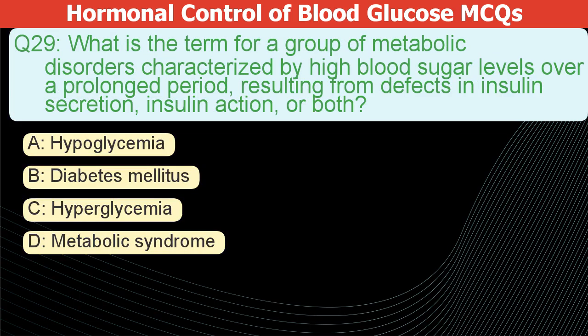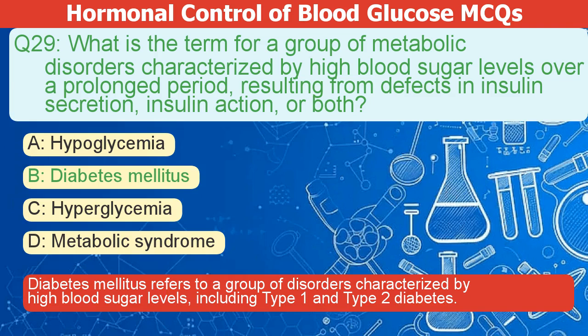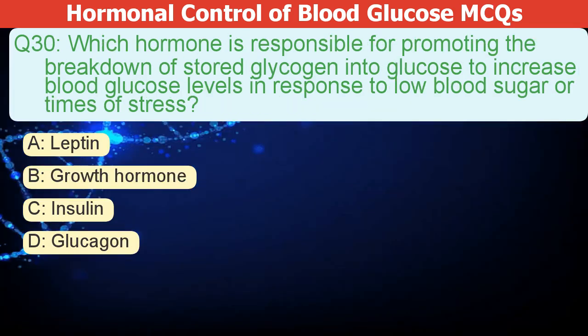What is the term for a group of metabolic disorders characterized by high blood sugar levels over a long time, due to problems with insulin? A. Hypoglycemia. B. Diabetes mellitus. C. Hyperglycemia. D. Metabolic syndrome. The correct answer is B. Diabetes mellitus refers to a group of disorders characterized by high blood sugar levels, including type 1 and type 2 diabetes.